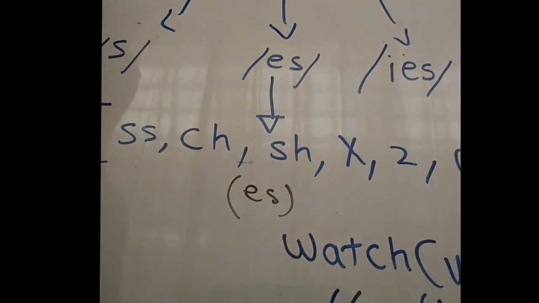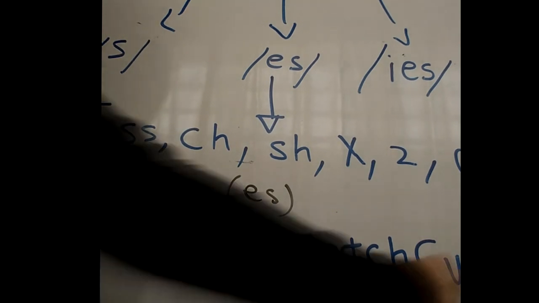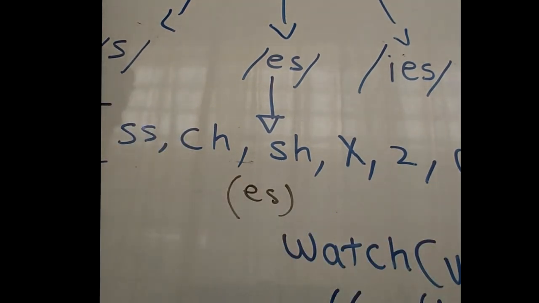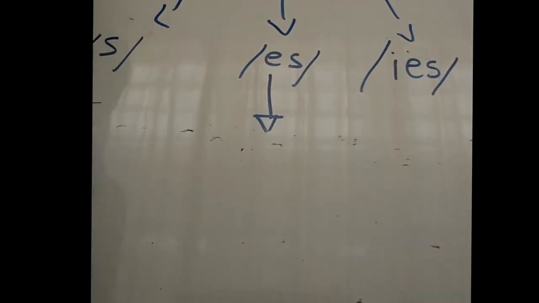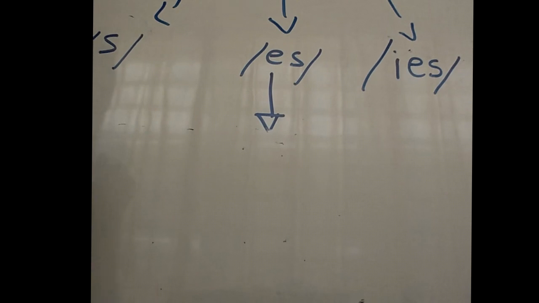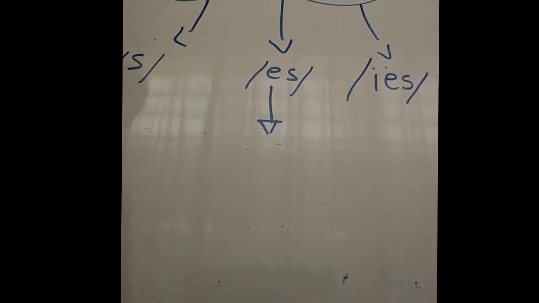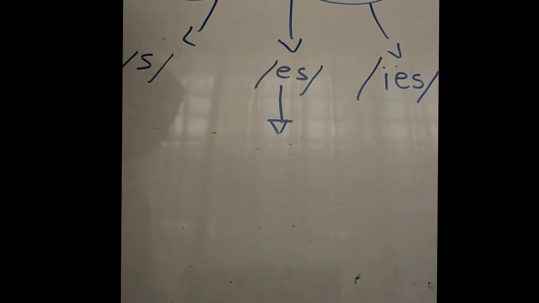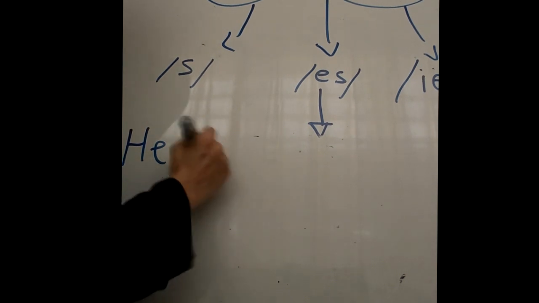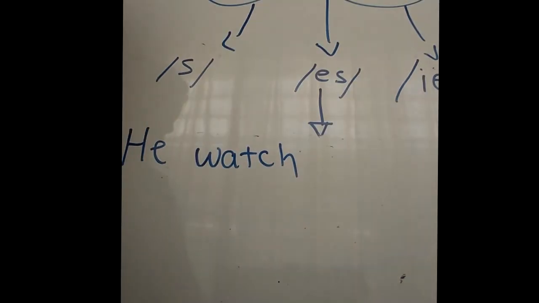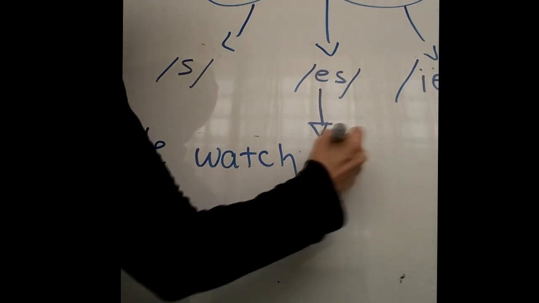What we need to do is always look at the last two letters of the verb. The last two letters in here are CH. So in this case, we need to add ES. I'll give you an example. Let's say we have he watch a TV program.